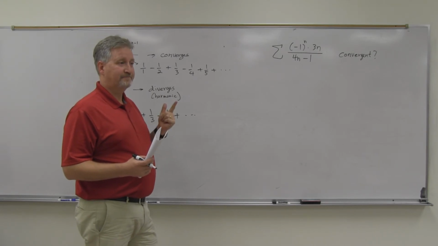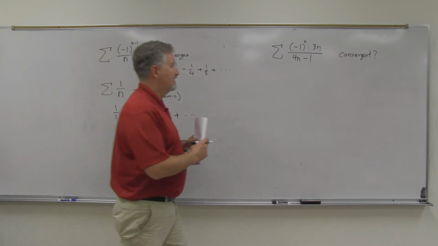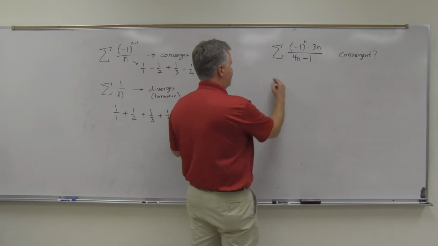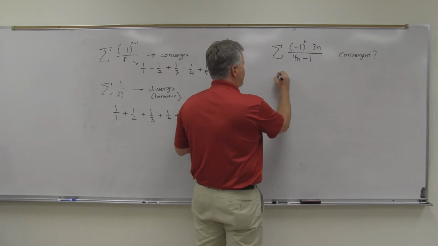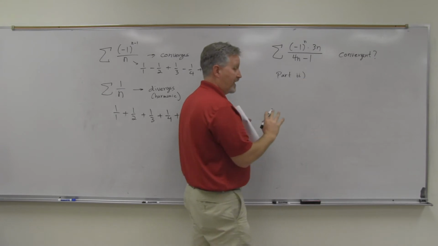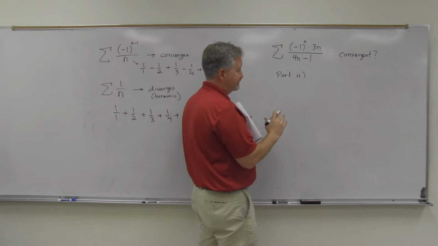However, look at this. Let's skip to part 2. Let's say we go through part 1, blah, blah, blah. Part 2 of the alternating series test is where we kind of run into a roadblock.